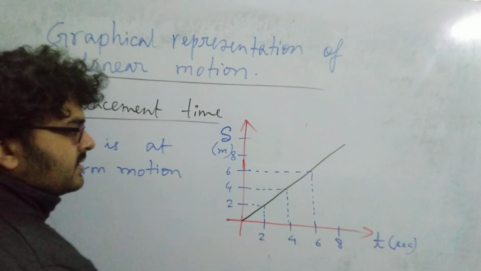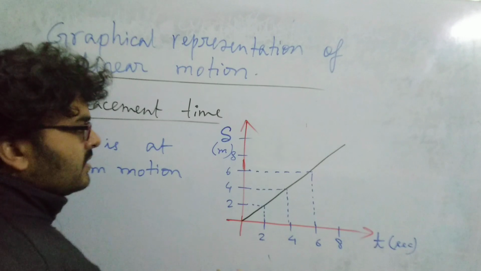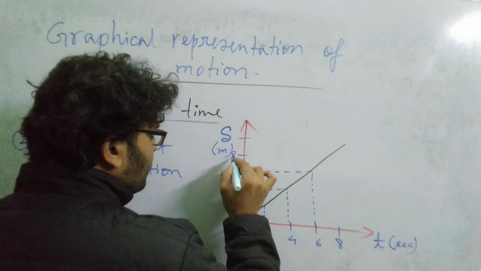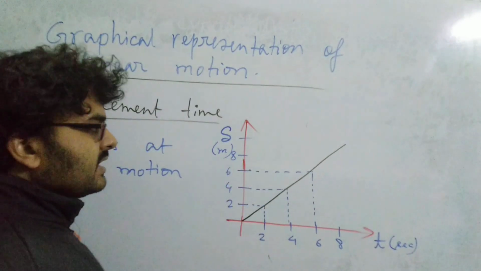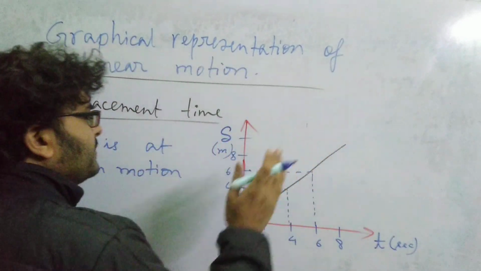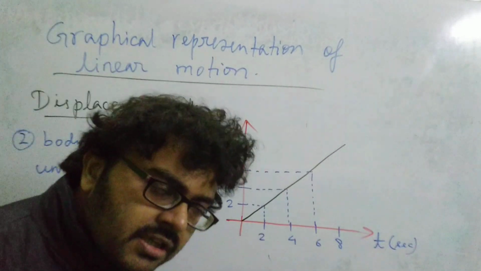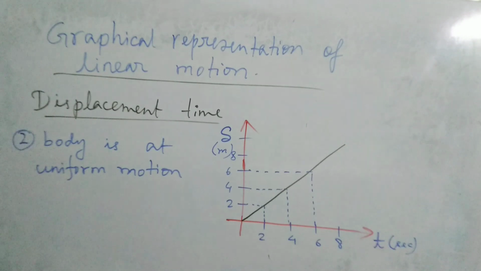So if the body is moving in uniform motion, then it will be traveling equal distances in equal time intervals, and when represented in the graph, this will be a straight line passing through the origin. Okay, so I think the concept is clear. This is the case of a body having uniform motion.